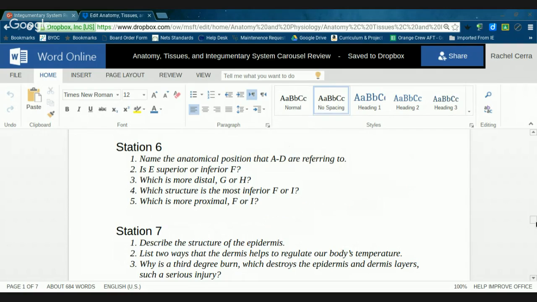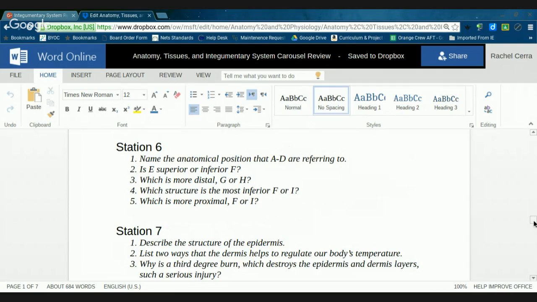So, number 2, is E superior or inferior to F? It would be inferior, it's below. Number 3, which is more distal, G or H? That would be H. It's the more further away from the torso. Number 4, which structure is the most inferior, F or I? That would be letter I, it's the lowest. And then which structure is more proximal, F or I? That would be letter I again. So it's going to be closer to the torso.